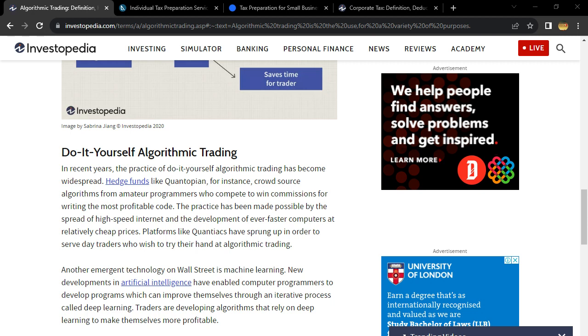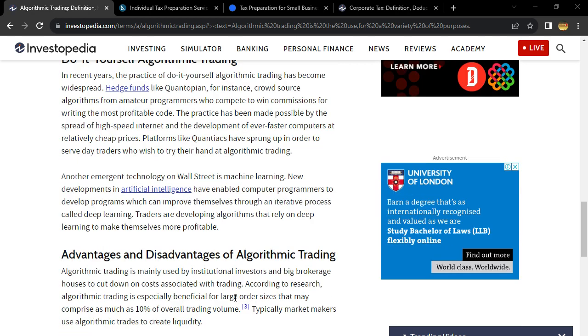Platforms like Quantiacs have sprung up in order to serve day traders who wish to try their hand at algorithmic trading. Another emerging technology on Wall Street is machine learning. New developments in artificial intelligence have enabled computer programmers to develop programs which can improve themselves through an iterative process called deep learning. Traders are developing algorithms that rely on deep learning to make themselves more profitable.